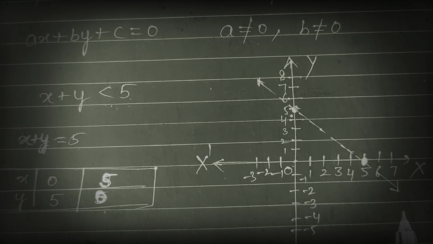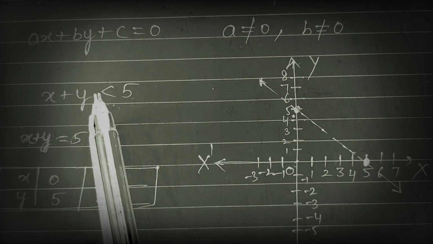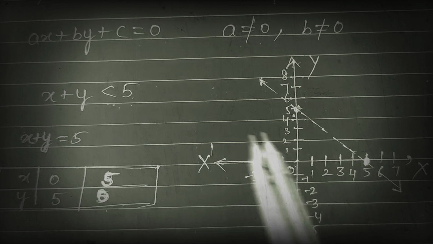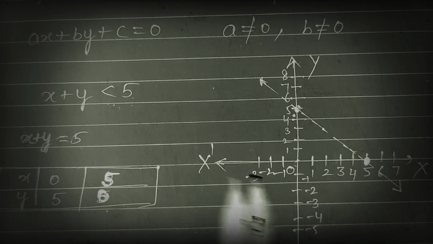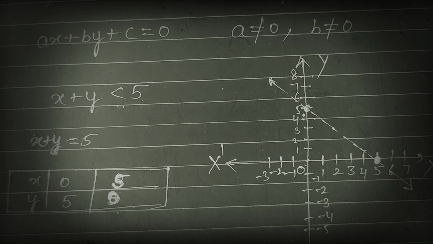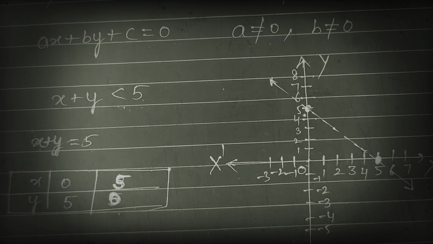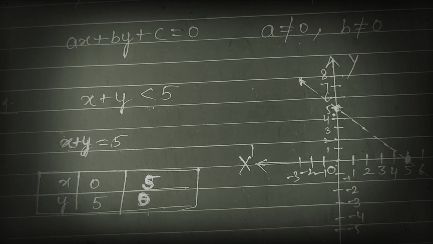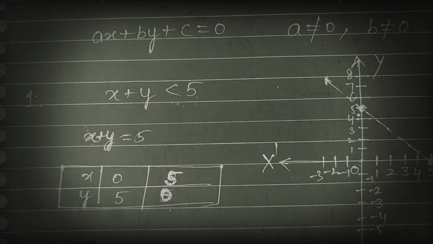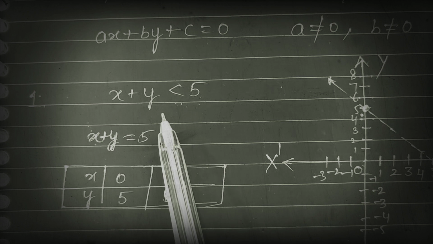So join these, and we will join these by a dotted line, because 5 is not included in this. If 5 is not included, then we will show it by a dotted line. And x plus y less than 5. For example, as I just told you, I have less than 50 rupees, maybe 49, 48, 47, anything is possible, it could be 10 rupees. So in this question we will shade the region in which x plus y is less than 5, we will find the points which satisfy this.